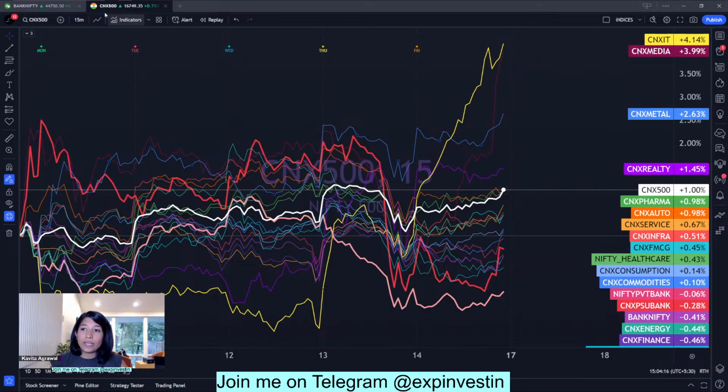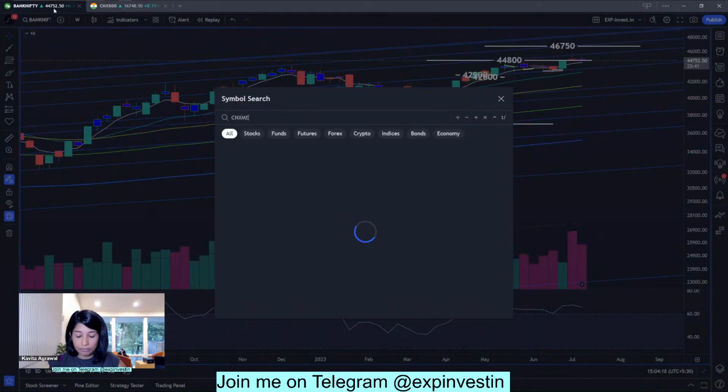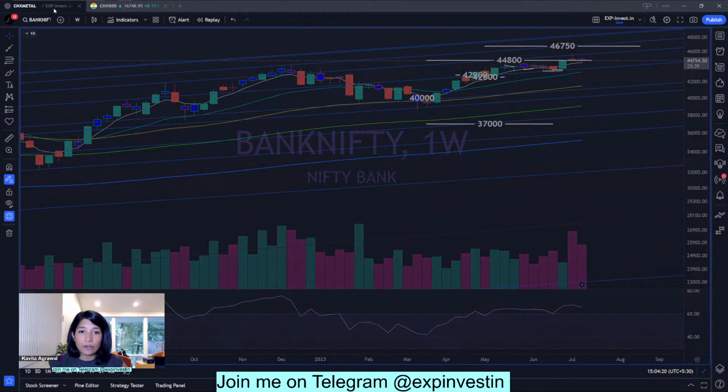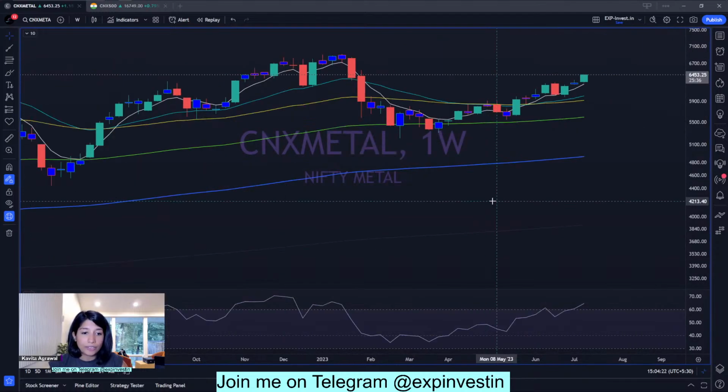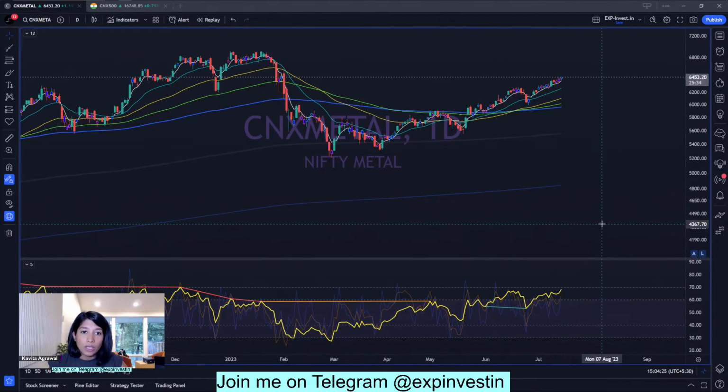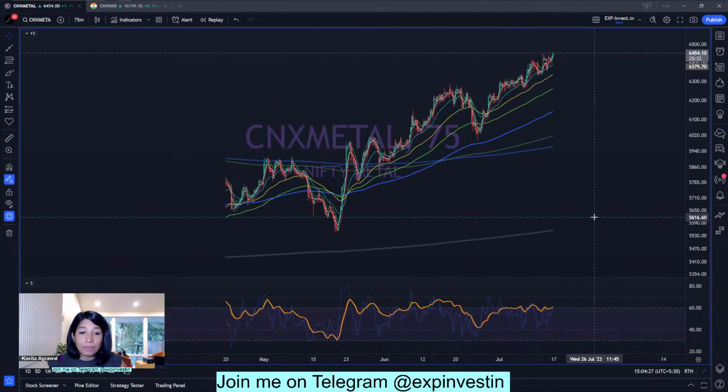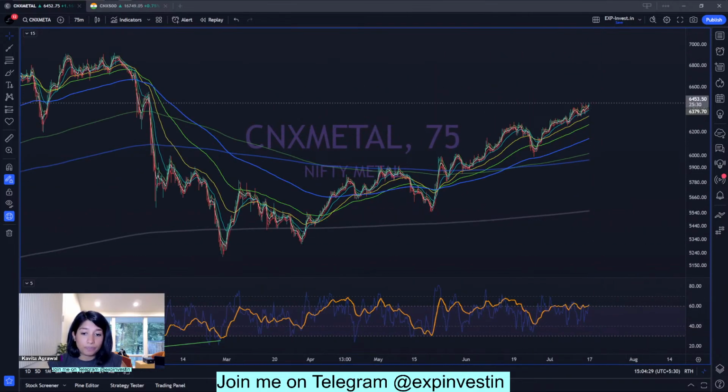Now let's quickly take a look at the CNX metal index, and let's find out if we are expecting such a rally to continue or not, or whether you should go ahead and make fresh positions at this point or not. So as you can see on the chart, the rally is already behind us.